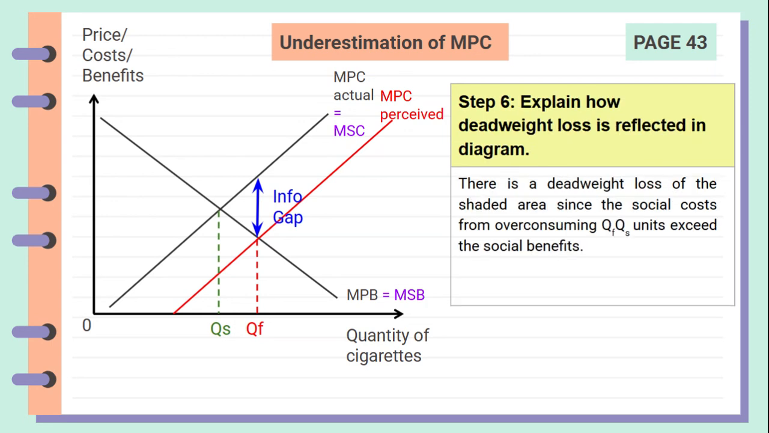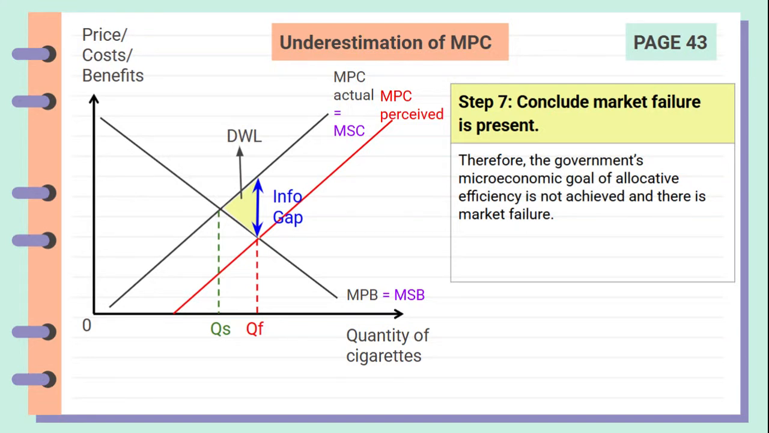Step 6 is to explain the deadweight loss and how it arises from the social cost of consuming QF/QS units exceeding the social benefits. It's represented by the shaded triangle in the diagram. Make sure to shade the correct triangle. It should point towards the socially efficient quantity.